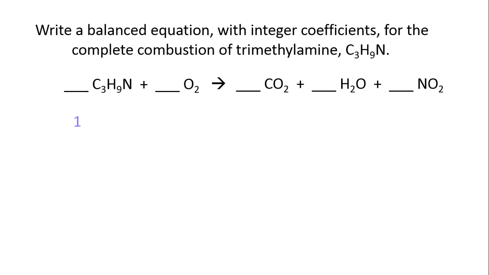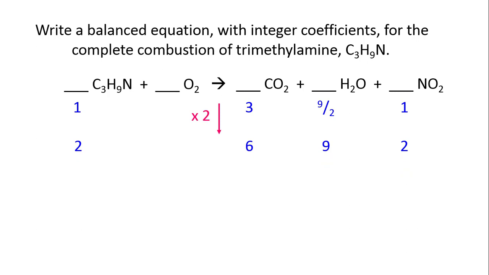Starting with 1 mole of trimethylamine, we would need 3 moles of carbon dioxide to balance the carbon. To balance the 9 hydrogen atoms, we would need 9/2 moles of water. We also need 1 mole of nitrogen dioxide to balance the 1 nitrogen. To get rid of the fraction, let's multiply all of the coefficients we have so far by 2. This gives 2, 6, 9, and 2.